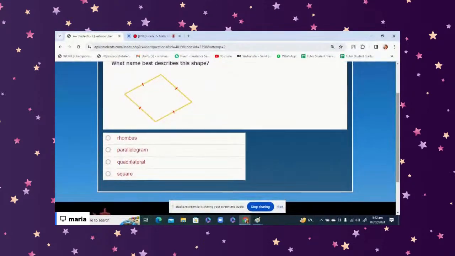Know that if all these sides are equal but their angles are different. Okay, these are not 90-degree angles. If their angles are 90 degrees, we can say that this is a square, but here it's not a square. So which shape is that? Is that a rhombus?